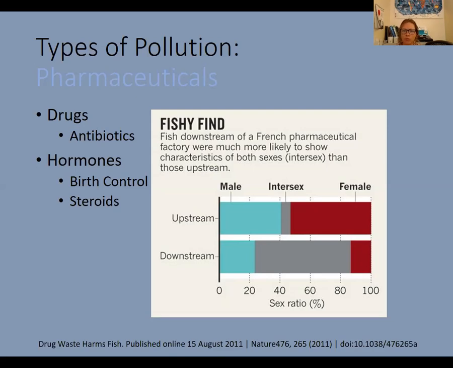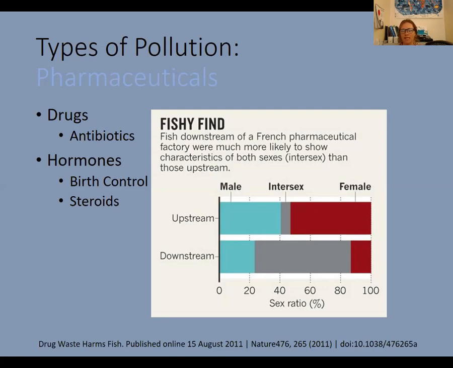And so this is one particular study I'm showing you that was done in France. In this case, this was done around a pharmaceutical factory, so a very high pulse of pharmaceutical waste that was getting pumped into the water. And what they were noticing is that the sex ratio of fish was changing as a result of the exposure to these different pharmaceutical waste products.